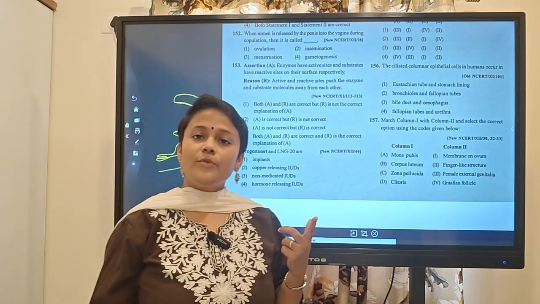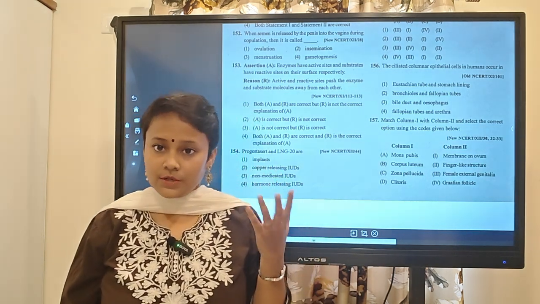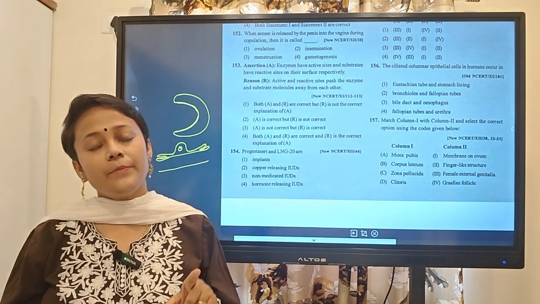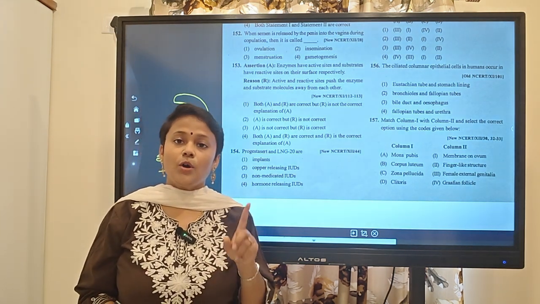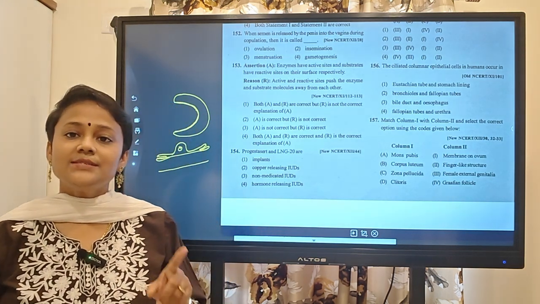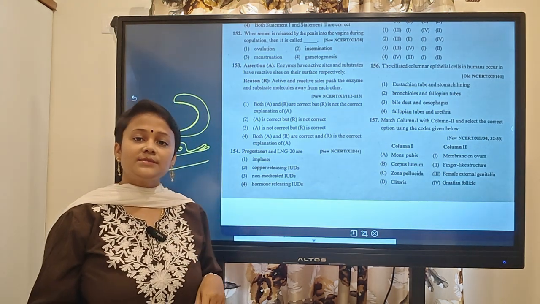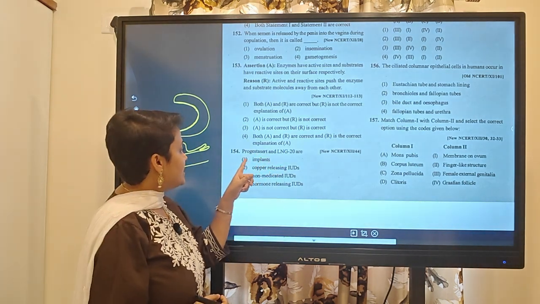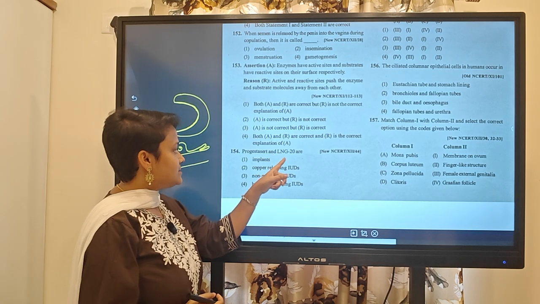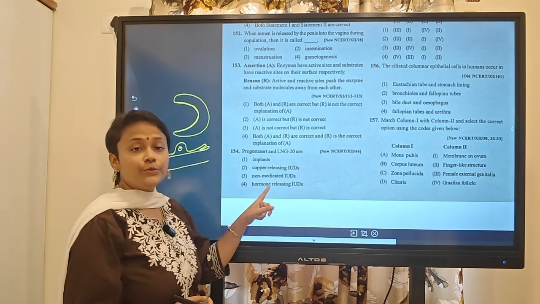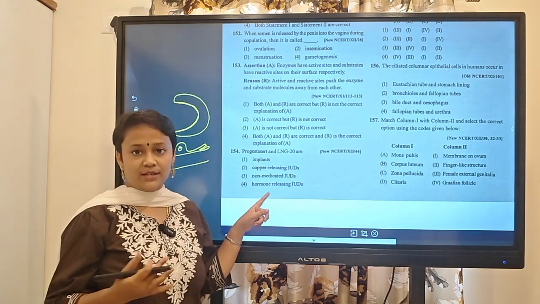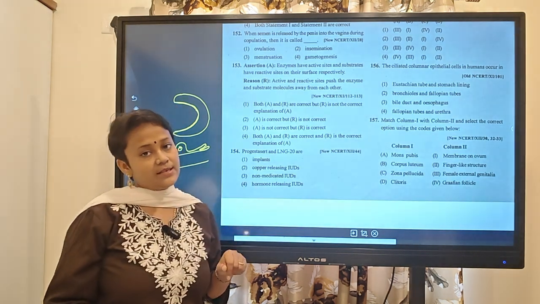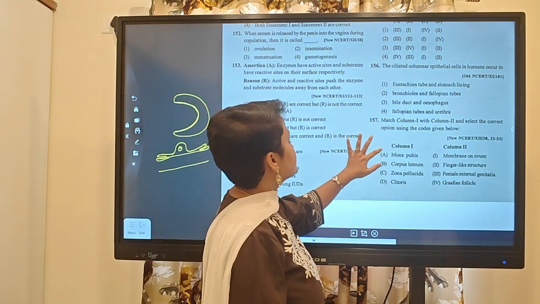What is the example of non-medicated IUD? The example is Lippis loop. For copper releasing, copper T, copper 7, multi-load 375. And for hormone releasing, the examples are progestasert and LNG, right? So here they are saying progestasert and LNG20 are hormone releasing IUDs, right? You know the answer. You have to just recall. So the answer will be hormone releasing IUDs, intrauterine devices.